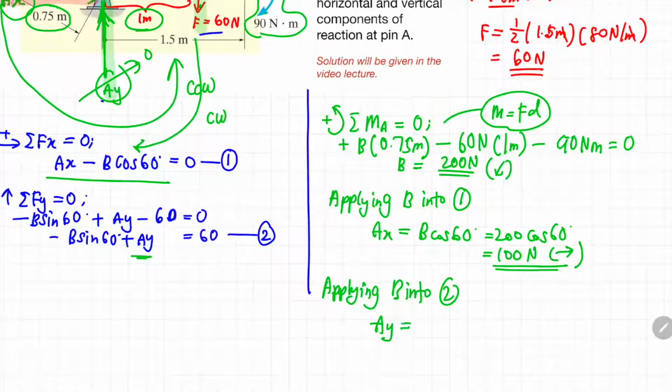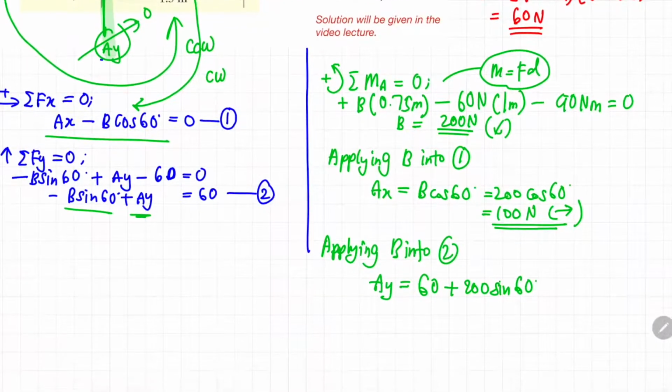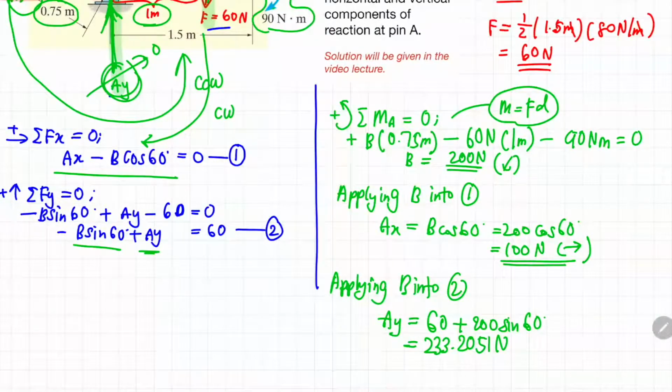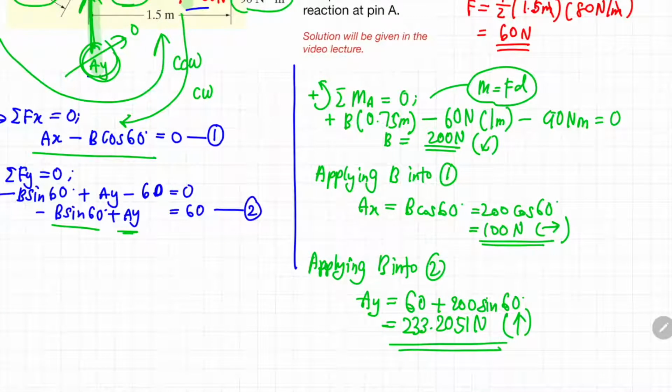So AY would be equivalent to 60 minus B sin 60, or minus negative B. B tadi 200, dah kira sin 60. Okay, and you will get a corresponding value of 233.2051. Unit is in Newton. Direction is upward, so it means that our assumed initial presumption is correct. Okay, so this is how you solve for this type of question.